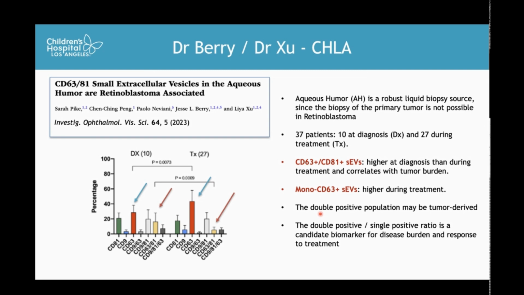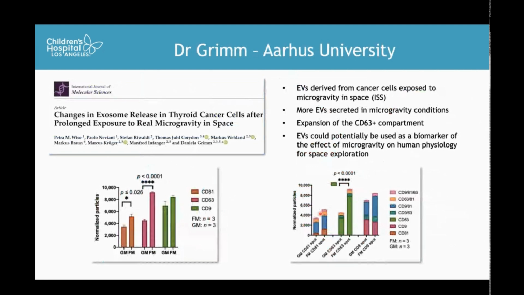This is very important because the primary tumor, retinoblastoma, cannot be biopsied, so the aqueous humor can be a more easily accessible source of information for the diagnosis and the treatment, so potentially very useful biomarkers.